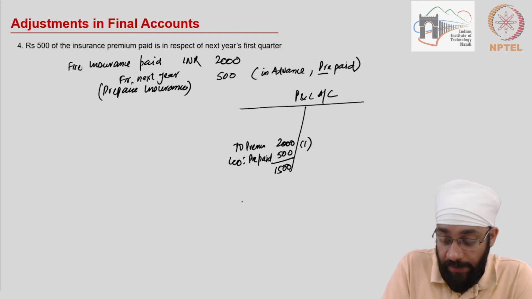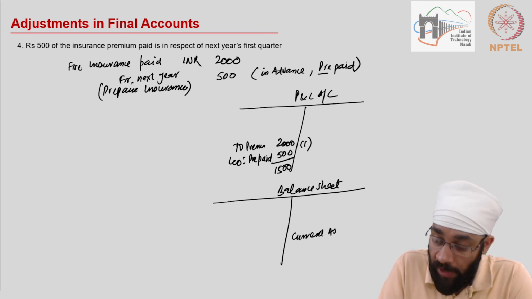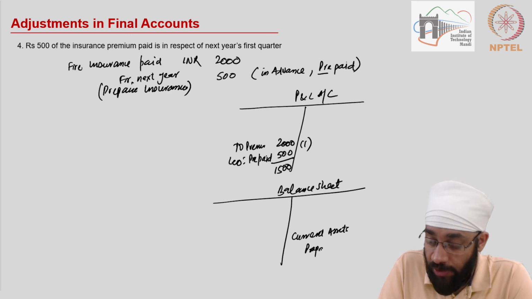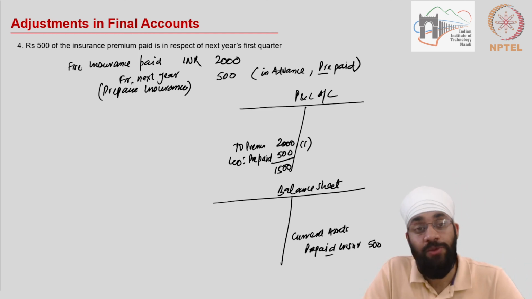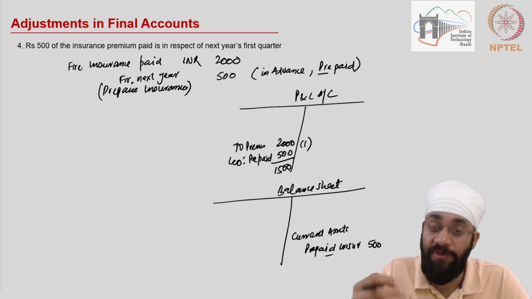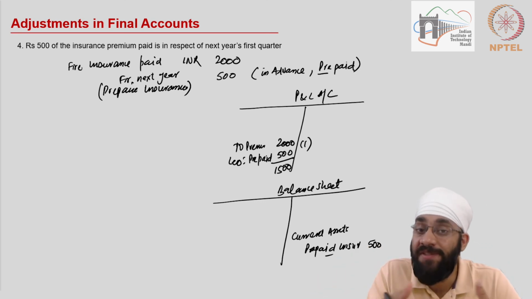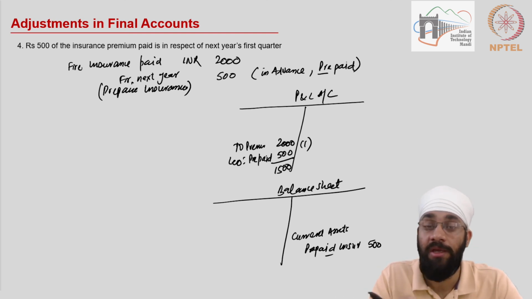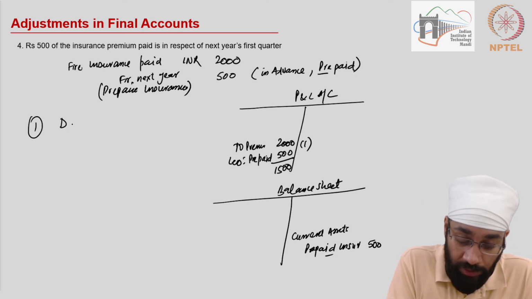Now the other adjustment is going to be in the balance sheet again. So in the balance sheet, under the current assets, we are going to show prepaid insurance, and the amount is going to be 500. Why are we showing this as a current asset? Because within the next 1 year, you are going to receive the benefit against it, and at that point in time, you will not have to pay for it. So it kind of saves cash for you. It does not bring in the cash, but it saves the cash, which is almost equivalent to bringing in cash in accounting.